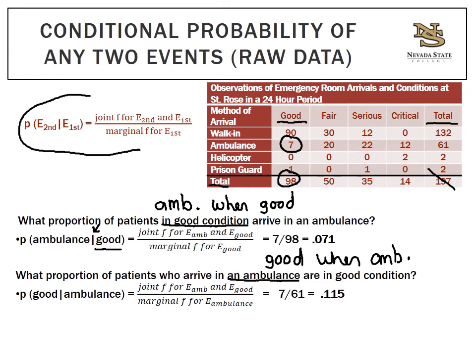So if we look at this, we're still looking at that same joint frequency. We're still looking at good and ambulance. But now we're only interested out of those who arrive in an ambulance, these 61, what proportion are in good condition? So you see that here now, right? 7 divided by 61, 0.115. So whatever comes after the word when, if you rephrase it with the when, that is going to be the first event that you want to look at the marginal frequency or the total for.